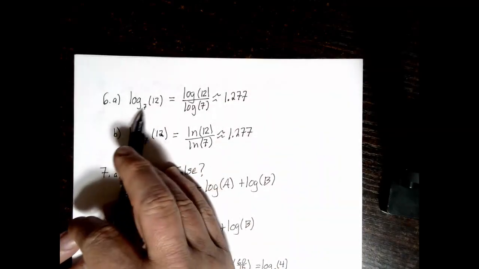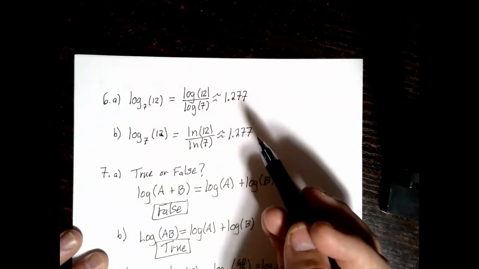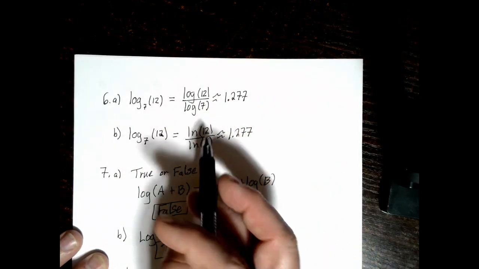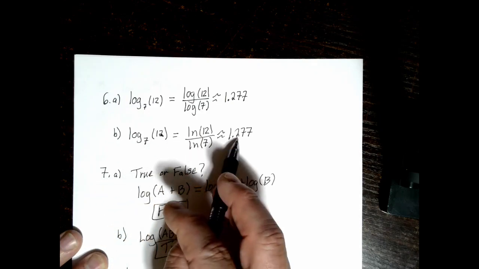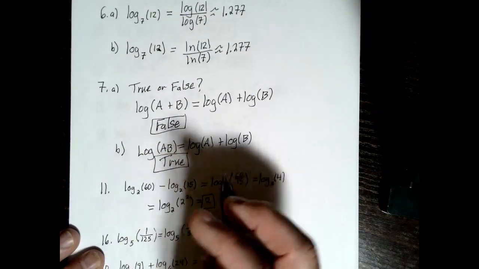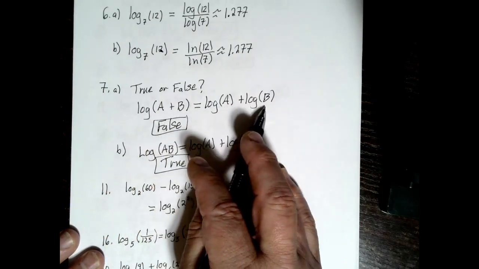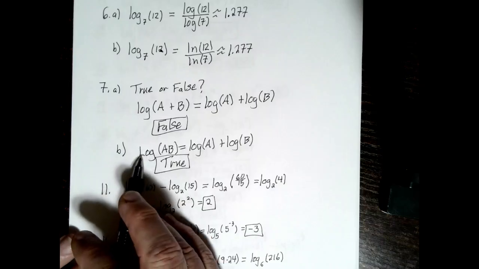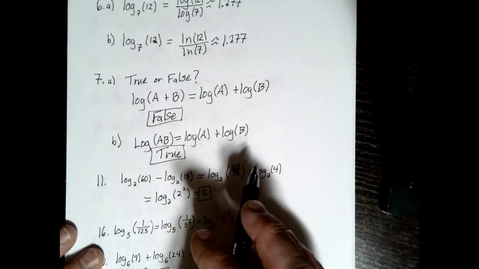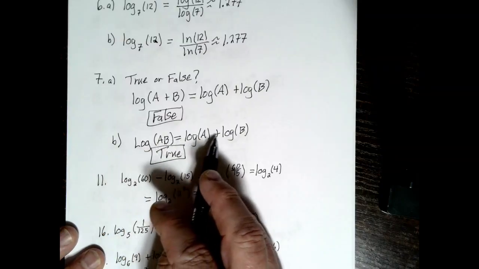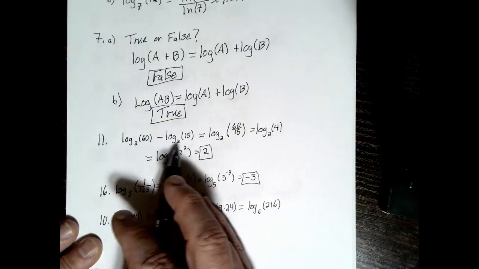Alright, so this one's log base 7 of 12. They're asking you to use change of base, so you write log 12 over log 7. I could have just as easily used base e, ln of 12 over ln of 7, and I get the exact same answer. And this one says, does log of a plus b equal log of a plus log of b? No. Does log of a times b equal log of a plus log of b? Yes. Log of multiplication equals addition of the logs. That's true.